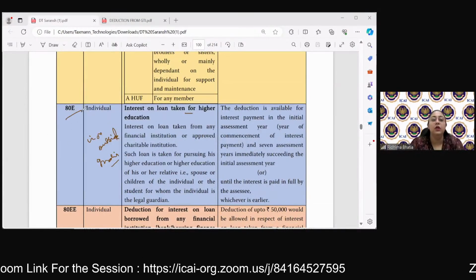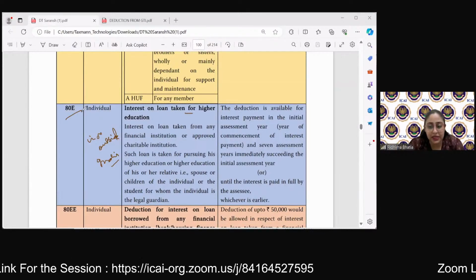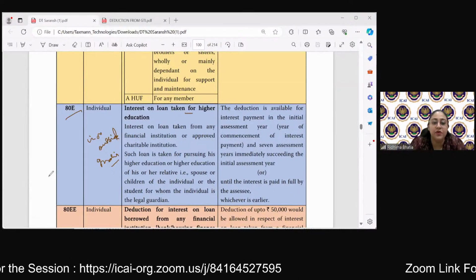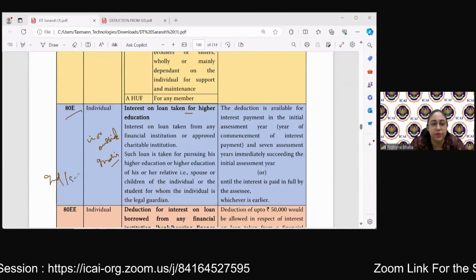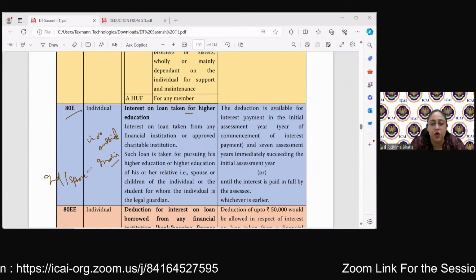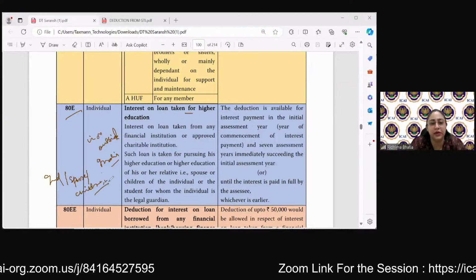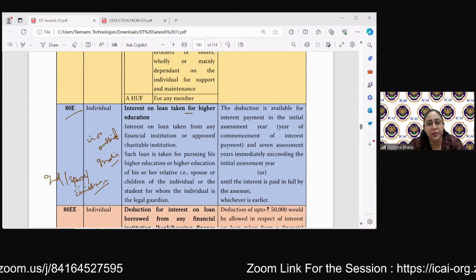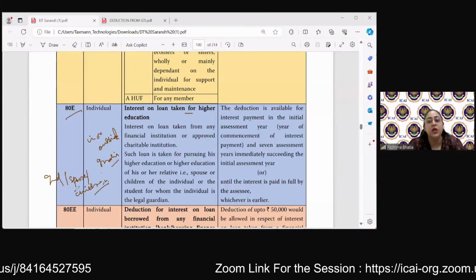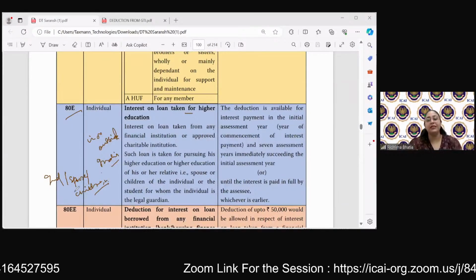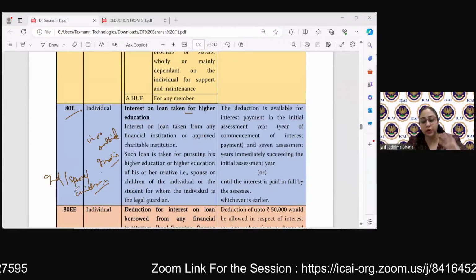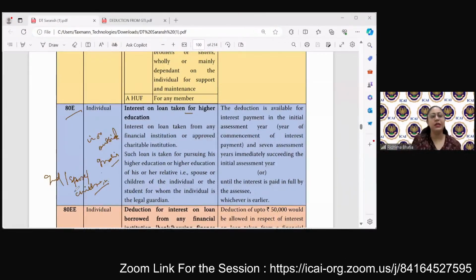Now, first of all, education of whom? Ma'am, of the assessee? Not necessary. It can be of the assessee himself, of the spouse of the assessee, or of the children of the assessee, for whom he is the legal guardian. So once the interest payment of this education loan starts, you can claim the deduction, but maximum deduction, see, there is no amount here. Whatever is the interest, you can claim the deduction.